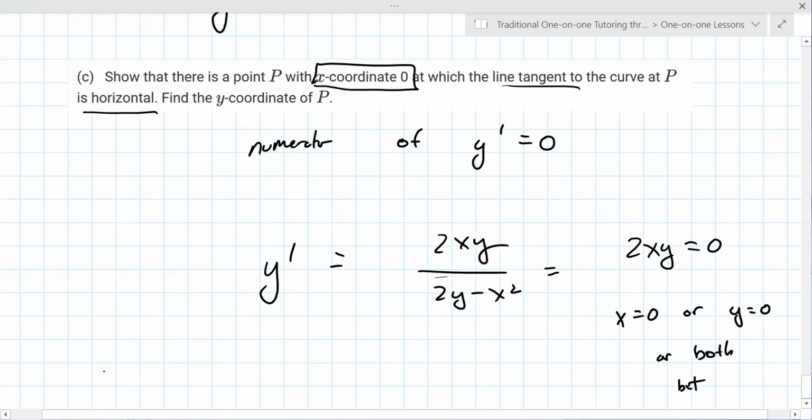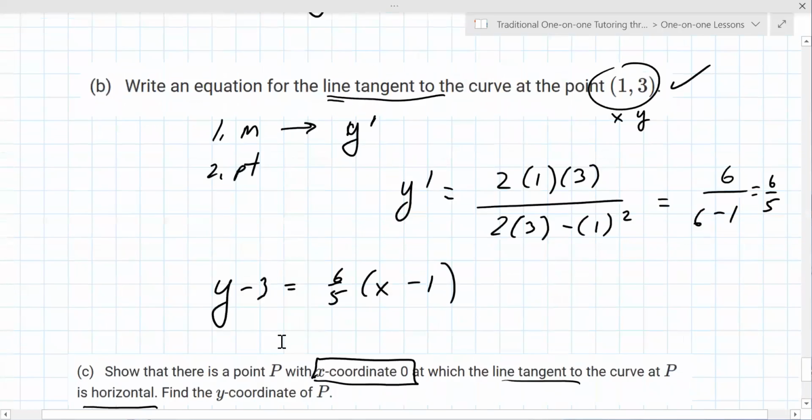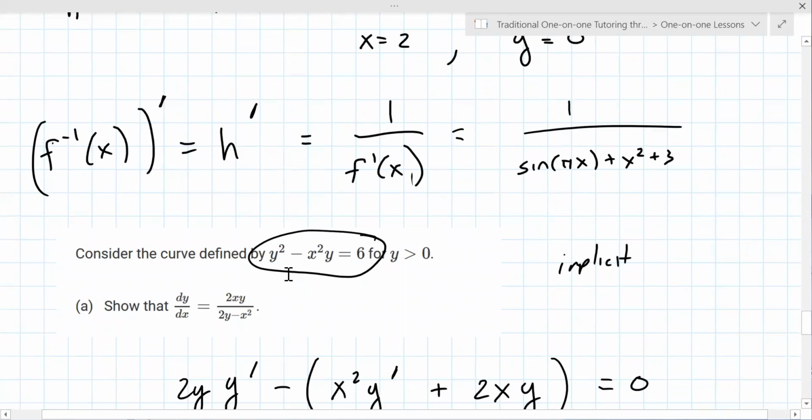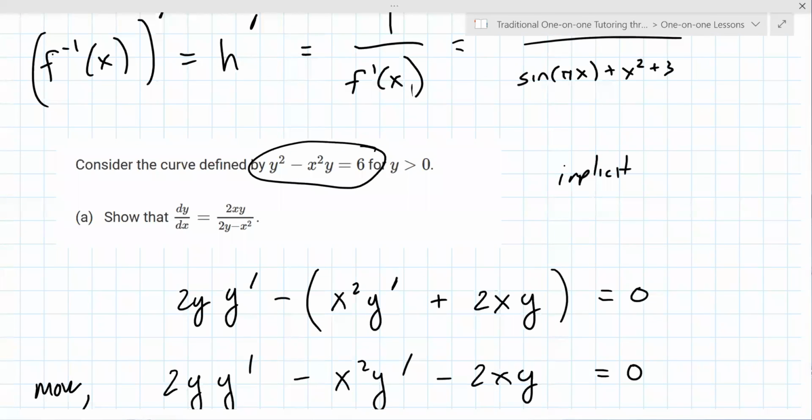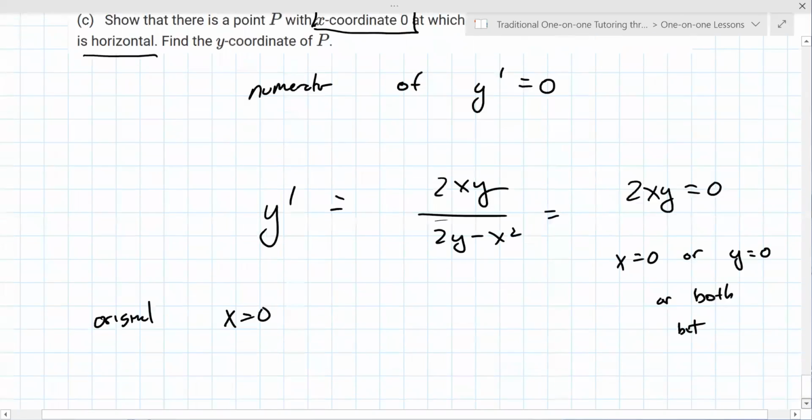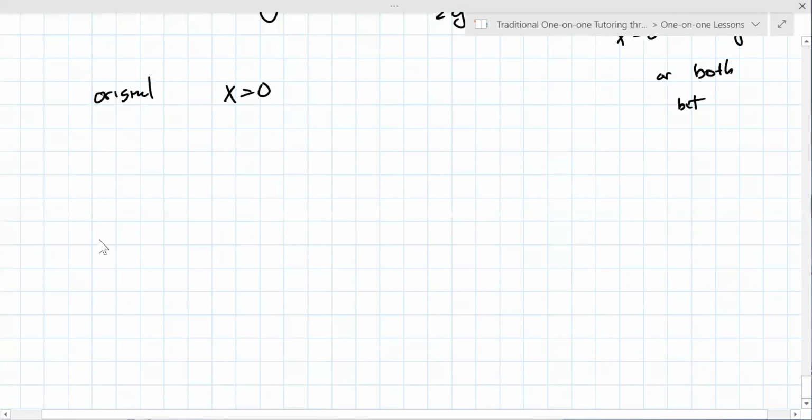So you go back to the original and say, okay, x is 0. Let's go back to the original. Oh, I didn't even notice this. This is important here too: the domain of the original function. The domain of the original function is for y greater than 0. So y can never be 0. Okay, so x is 0.